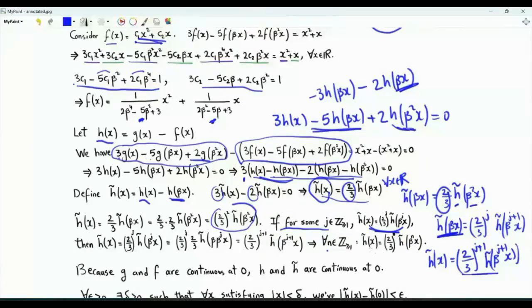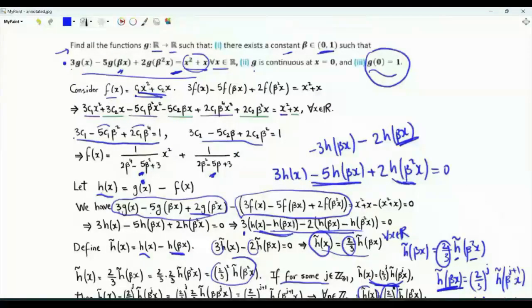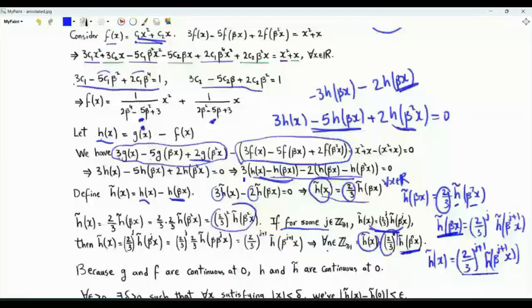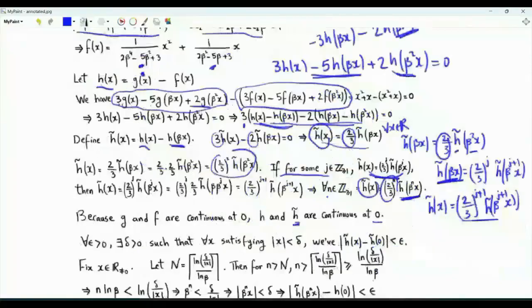We can take the limit of both sides as n tends to infinity. The left-hand side is h tilde of x. The limit as n tends to infinity of (2/3)^n is equal to 0. What about the function h tilde? H tilde is h of x minus h of beta x, and h of x is g of x minus f of x. It is given that this function is continuous at 0, and function f is also continuous at 0. H and h tilde are both continuous at x equals 0.